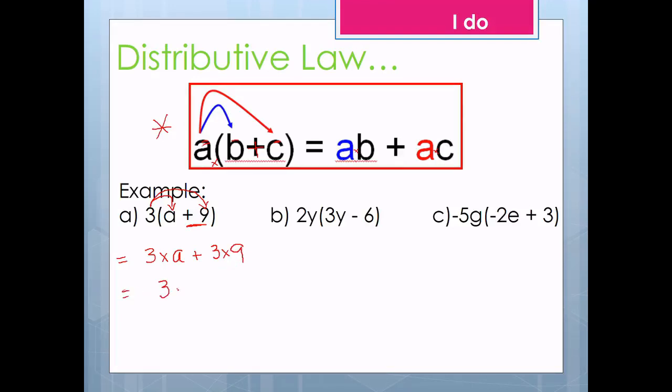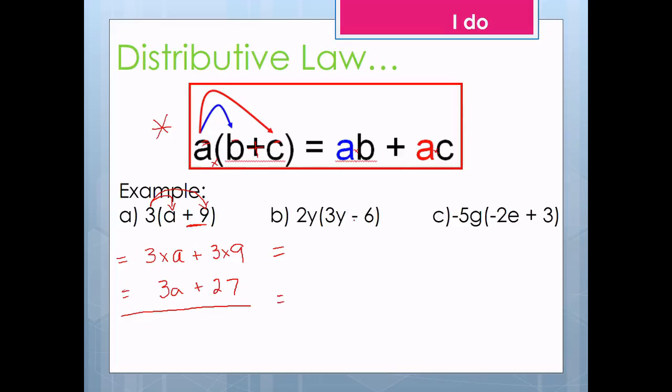3 times A is 3A, 3 times 9 is 27, and that's my final answer. I can't collect those terms together. They're not like terms, so that's my final answer, 3A plus 27. Let's take a look at part B together.